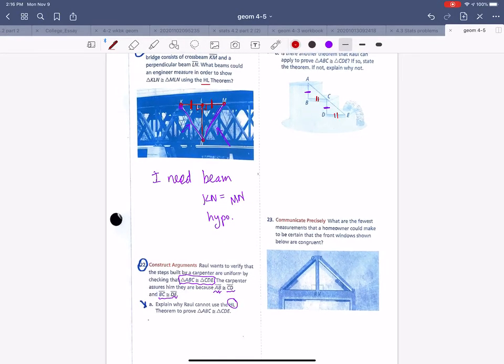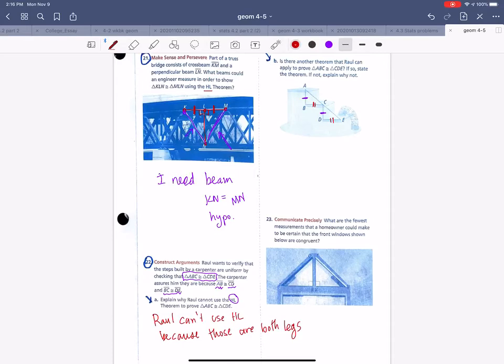So Raul can't use HL because those are both legs. Let's keep reading. Part B, is there another theorem that Raul could apply? Now let's assume these were both right angles, because I think we were supposed to assume that this step would make a 90-degree angle. And so it looks like our evidence spells side, angle, side, side, angle, side. Yes, they are congruent because of side, angle, side, triangle congruence.